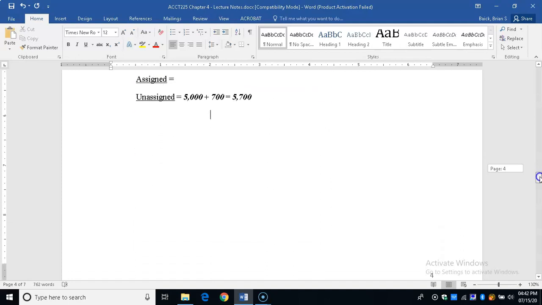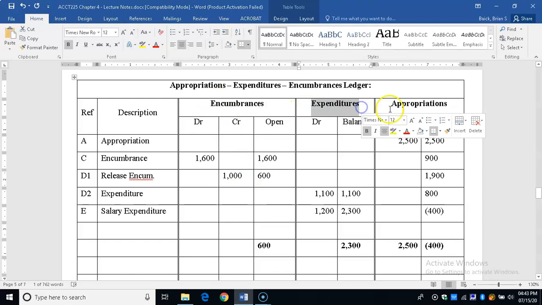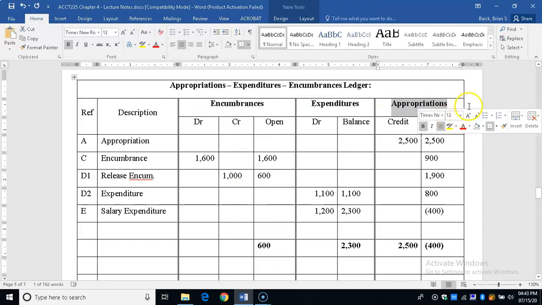Okay, finally, we can put everything in a chart. This chart just shows everything in one place. Now, this chart is not in the book, but it's not difficult to figure out because there's only three things that go in the chart: encumbrance, expenditure, and appropriation. So only three things go in the chart. If you have revenue, where does it go in the chart? It doesn't.